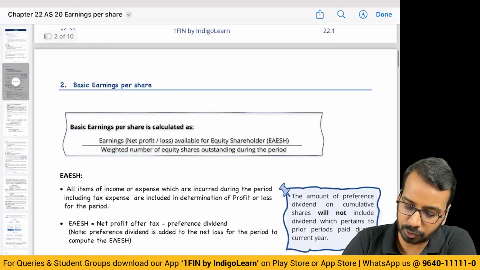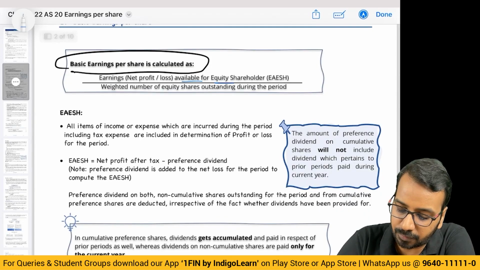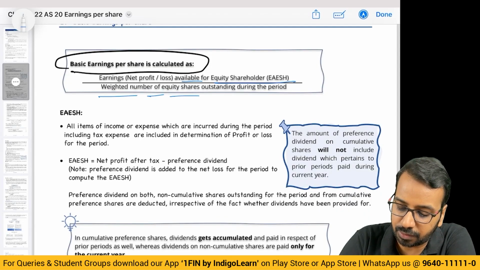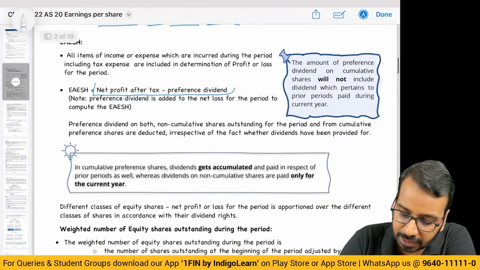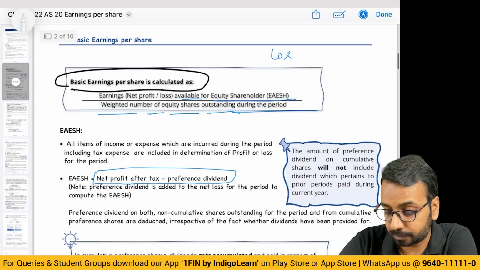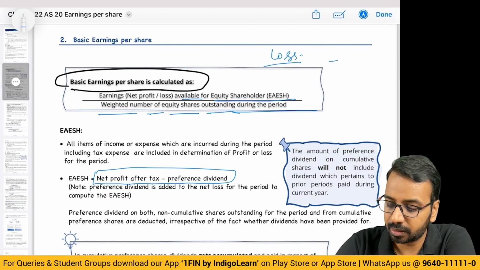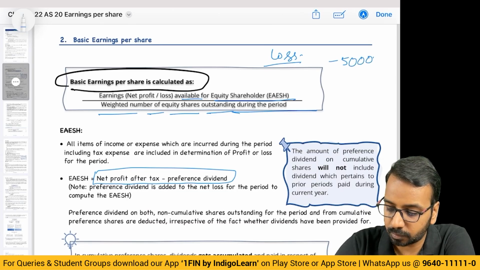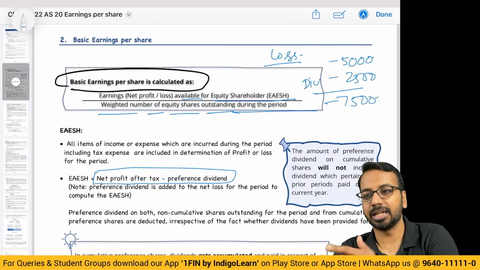Now let us look at some theoretical aspects. We have understood basic earnings per share. It is calculated as earnings available for equity shareholders divided by the weighted number of equity shares outstanding during the period, where earnings is net profit after tax minus preference dividend. If there is a loss, then what happens? Let us say 500 is the loss, minus 2,500 is the dividend. So it will be minus 7,500. You are basically reducing.